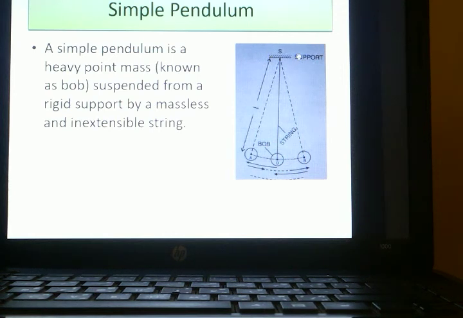Rigid means what? It will never change its shape. And the string, we are considering that the string is massless, it is not having any mass. And inextensible means the string will never stretch, its length will remain constant.